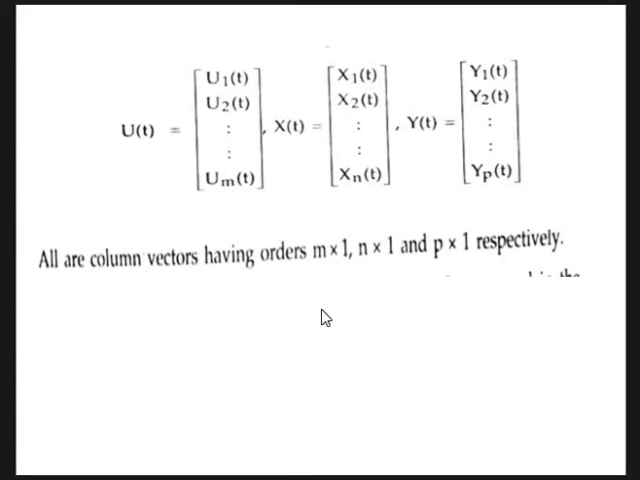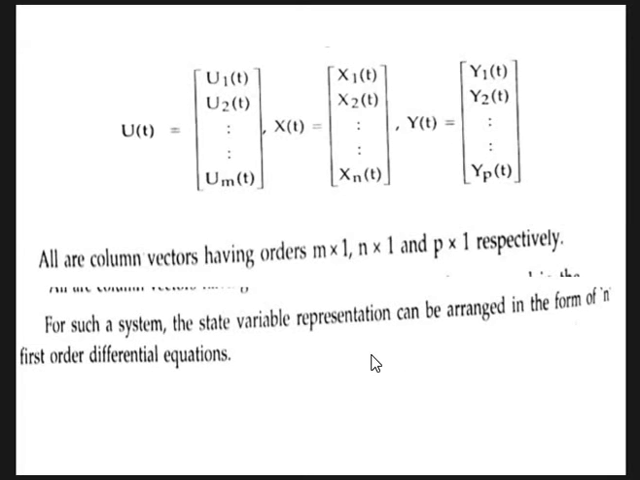The inputs, state variables, and outputs can be represented in vector forms like this. The first vector is the input vector having order m into 1. This vector is the state variable vector having order n into 1. This vector is the output vector of order p into 1, respectively.